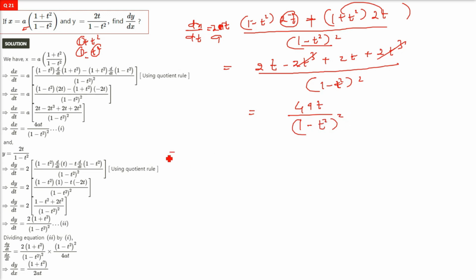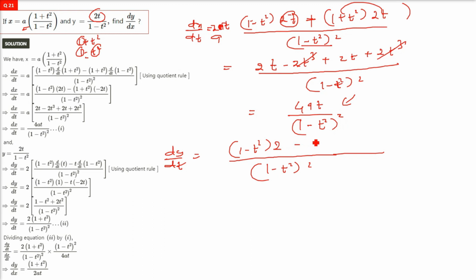Now we will come to dy by dt. So dy by dt is, and please remember this dx by dt has to be taken in the denominator once we finalize the answer. So I am doing dy by dt now. 1 minus t square here, 1 minus t square in the denominator. Then we have 2t, differentiation is 2. Then we have 2t, 1 minus t square will be, 1 is 0 and negative will remain like this. So negative will become positive in between and 2t. So 2 minus 2t square plus 4t square.